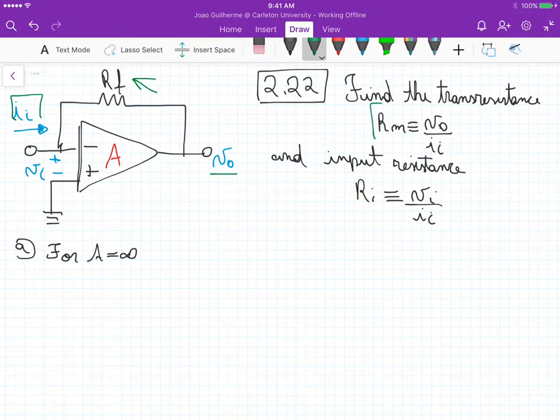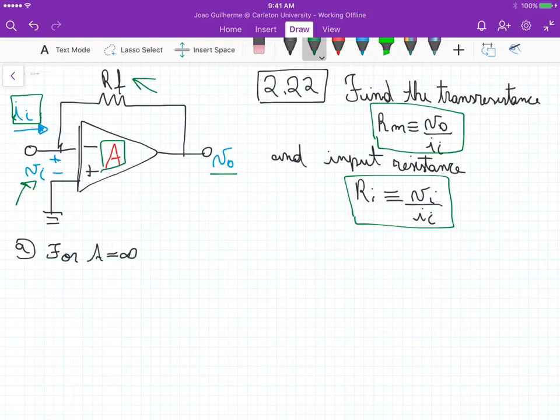So the transresistance is defined as the ratio between the output voltage and the input current, and the input resistance, which is equivalent to the ratio between the input voltage, Vi, this voltage here, divided by the input current, Ii. And the first case is that this open loop gain A is infinite. So this A here is infinite, right?